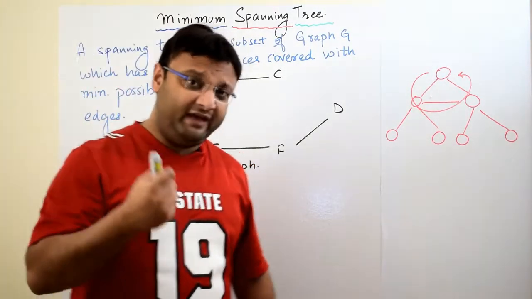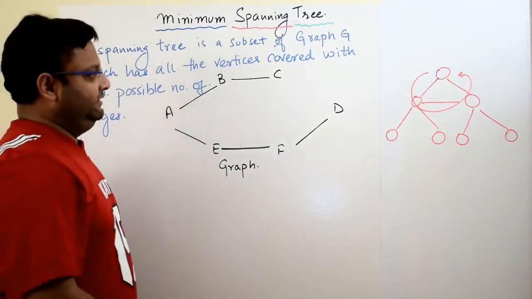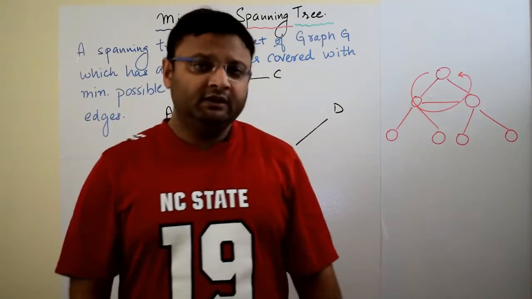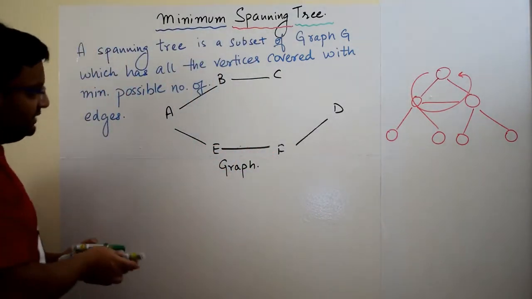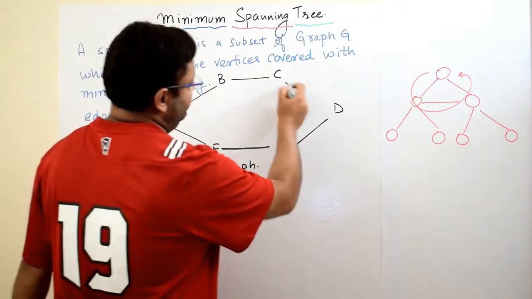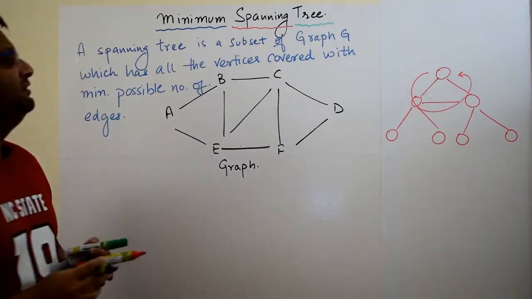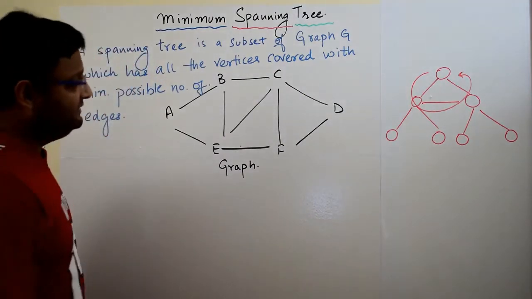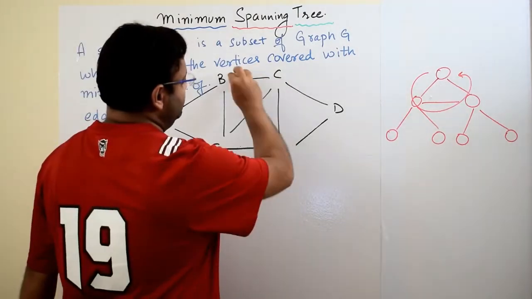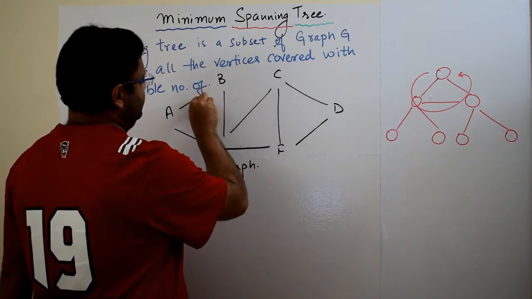Otherwise, what will happen if I remove any one more edge? This graph will become unconnected. It won't be the same graph. So I hope you got an idea of what a spanning tree is. Now, here we can also see that there is more than one way with which I could make this graph a spanning tree. So for example, this time I remove this edge, I remove this edge.